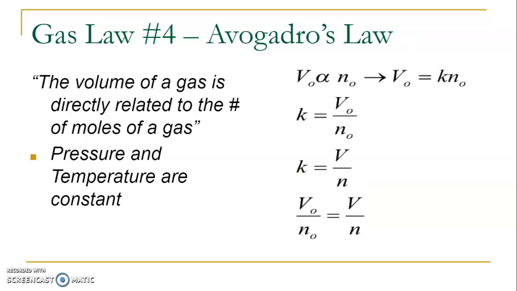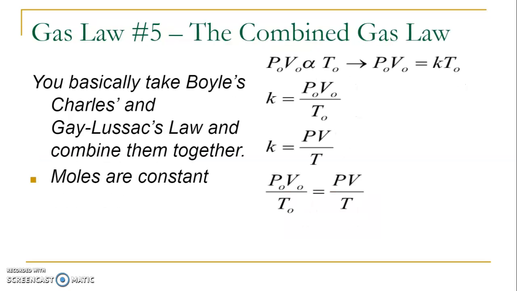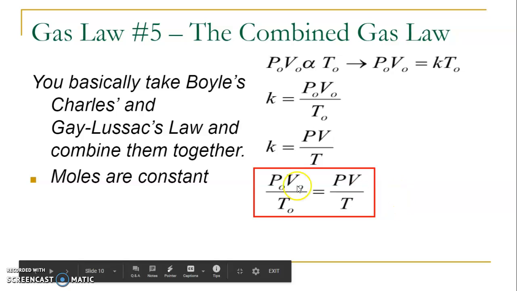Gas law number 4, Avogadro's law. And finally, something called the combined gas law. You basically take 3 of them, put them together. Moles stay constant, so they're not in there. PV over T equals PV over T.